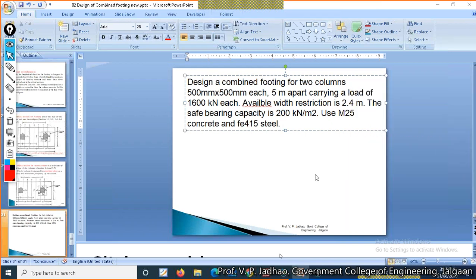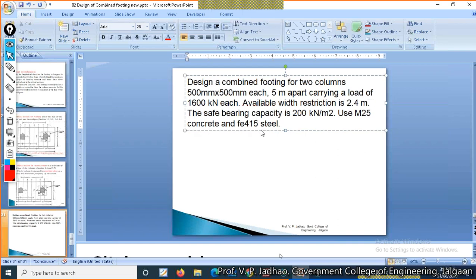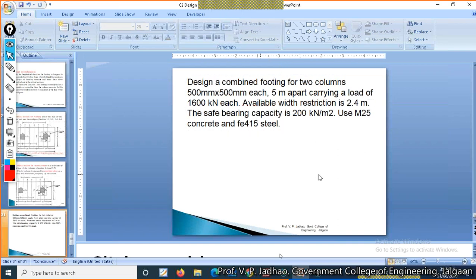Okay, so the problem is: design a combined footing for two columns, 500 mm by 500 mm each and 5 meter apart, carrying a load of 1600 kilonewton each. Available width restriction is 2.4 meter. The safe bearing capacity is 200 kilonewton per meter square. Use M25 concrete and Fe415 steel.